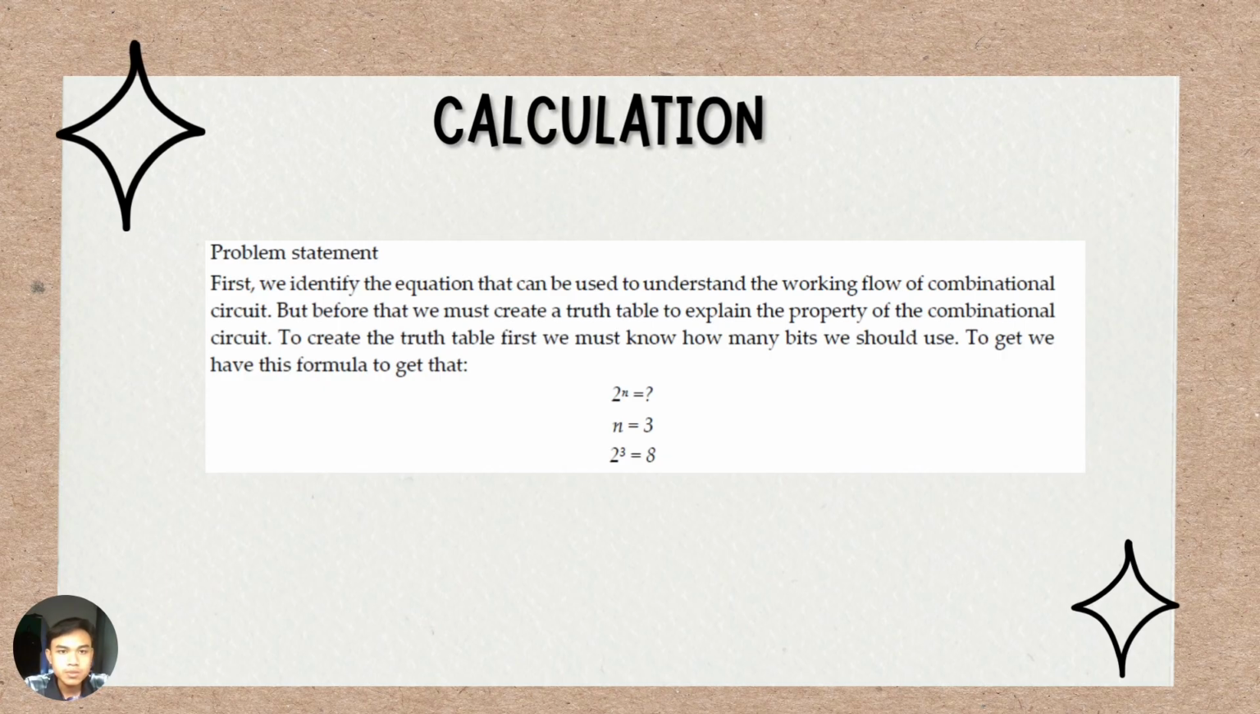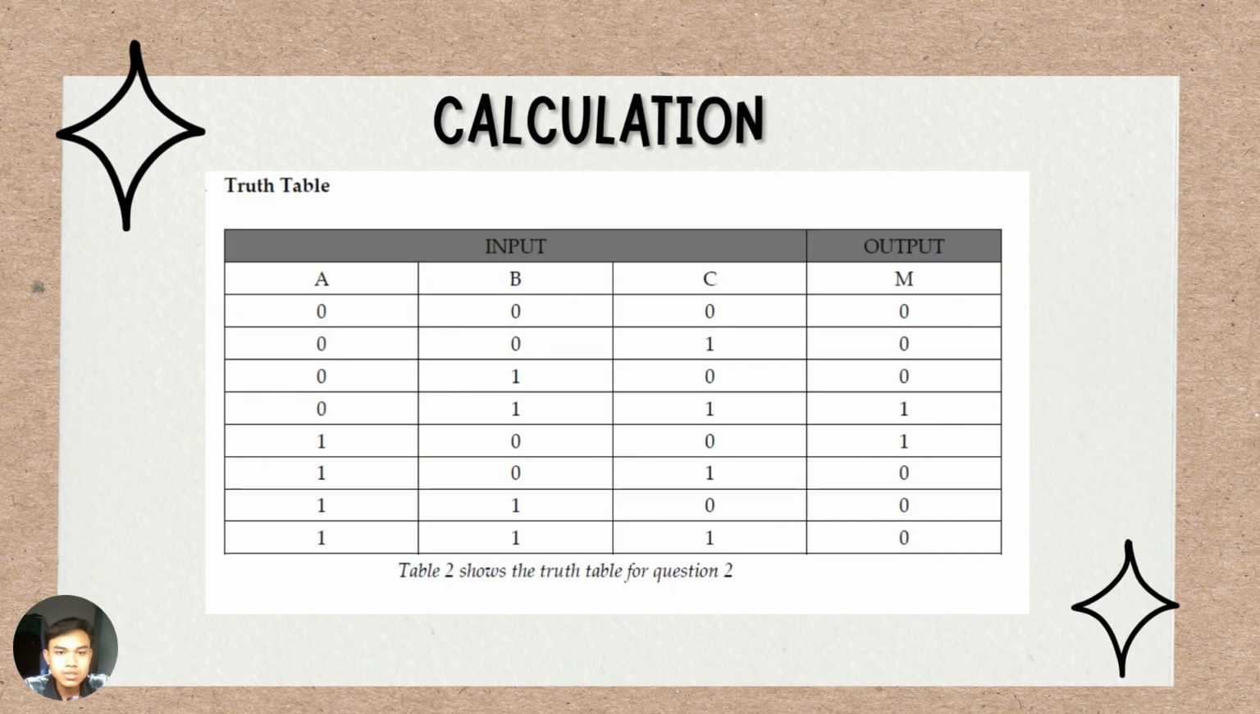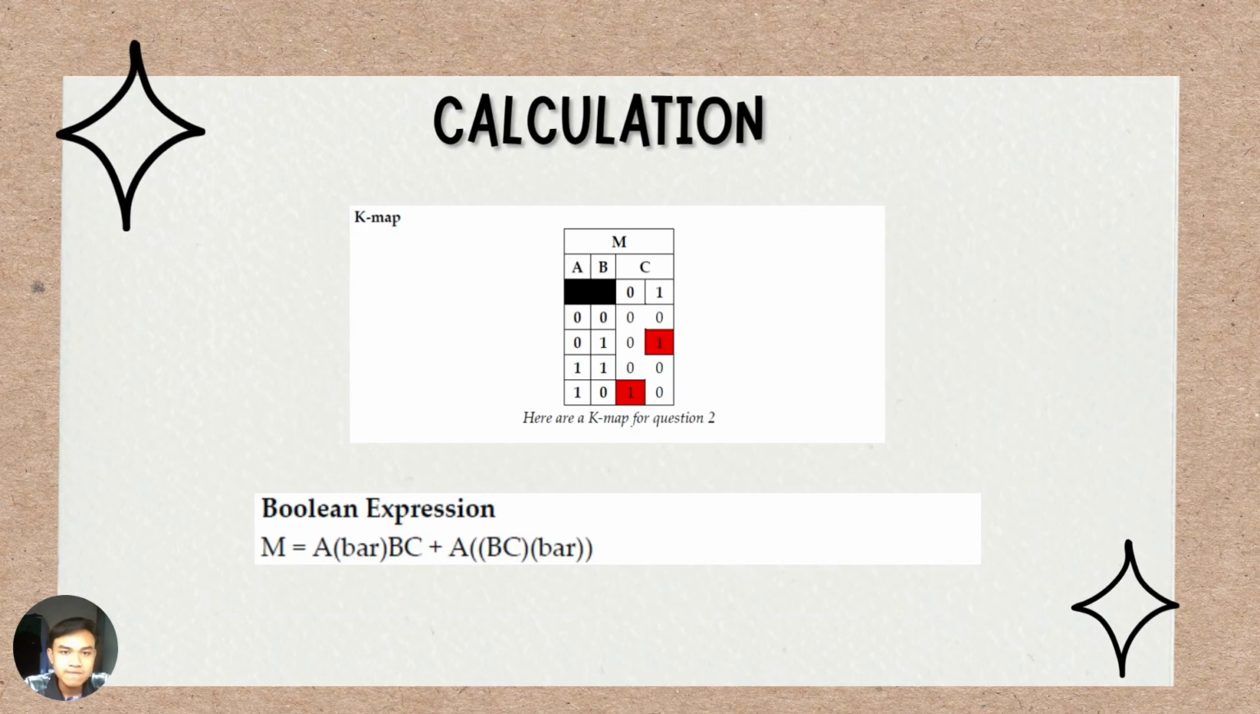So the problem statement, we get the formula from 2 power of 3 equals 8. And this is our truth table. To show the truth table for question 2, we have inputs A, B, and C, and the output is M. From the table, you can get a K-map. From this K-map, the Boolean expression is M equals A bar BC plus A BC bar.